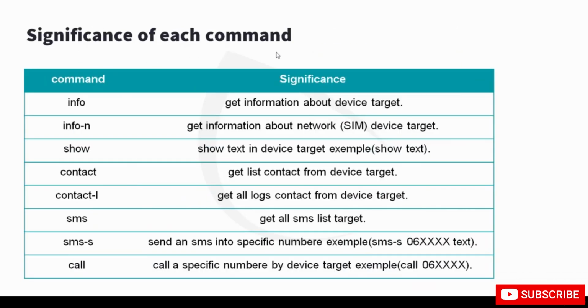The significance of each command: when I send the command info, it gets information about the target device. When I send info -n, it gets information about the target device network. When I send show, the show method shows the text on the target device. For example, to show a text, I write the word show and next the text to show.